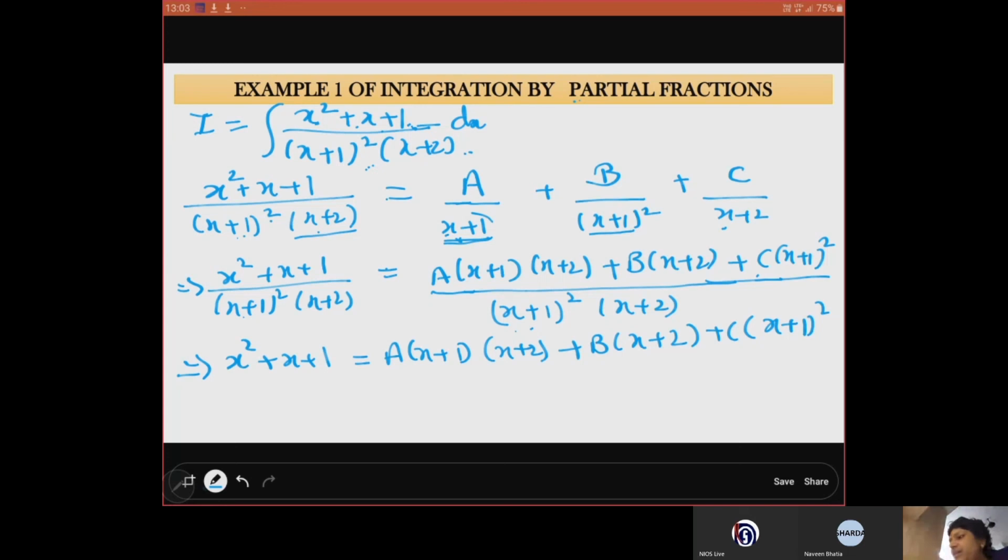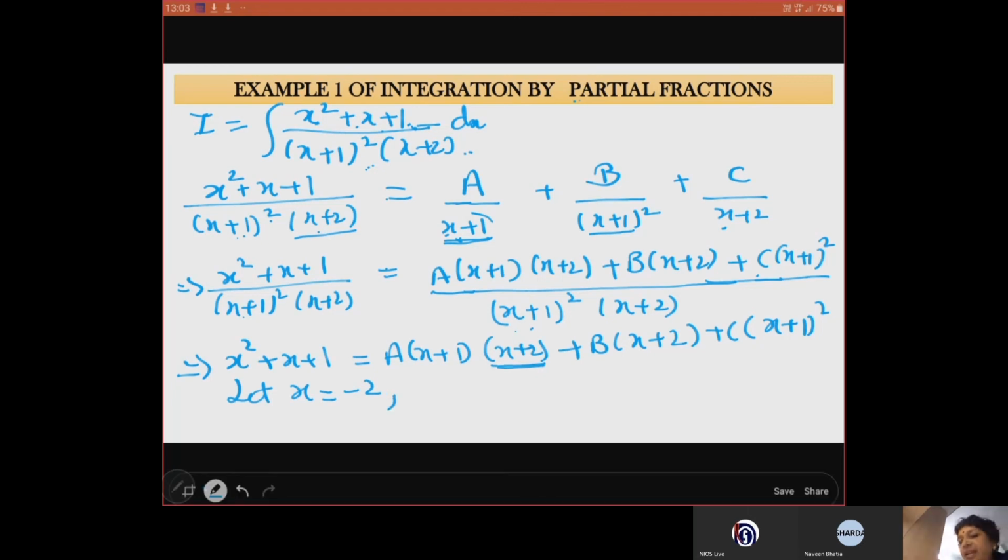So one way is to compare the coefficients. But that is a little cumbersome. So what we do is we can give values to x and find the values of a, b and c. So since I am choosing the values, I try to choose such values so that some of the terms become 0. So let x be equal to minus 2. Why did I choose minus 2? Because if x plus 2 is 0, then x is equal to minus 2.